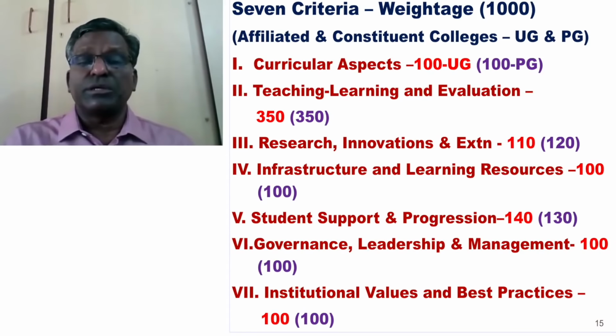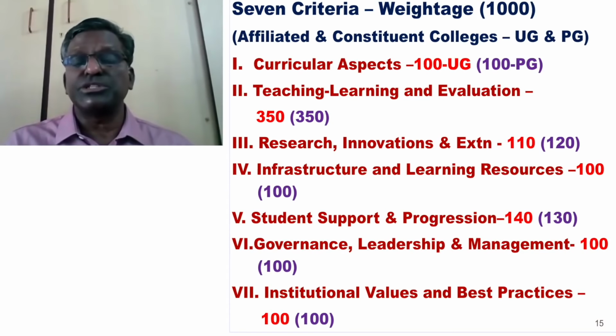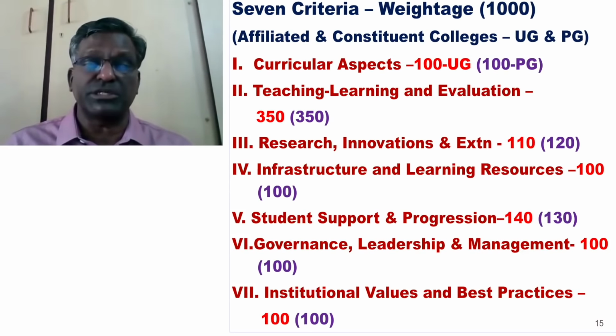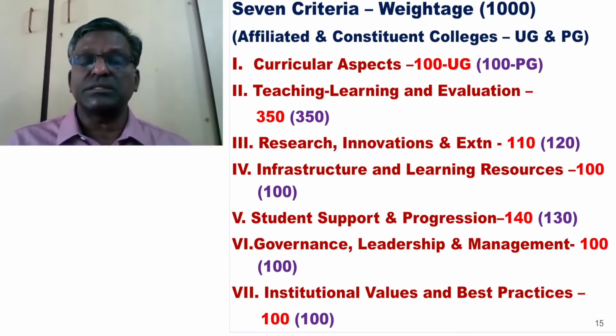Okay, now we will be talking only about affiliated and constituent colleges, both UG and PG. Here I am not talking of universities, nor am I talking about autonomous colleges. My focus will be on affiliated and constituent colleges, both UG and PG. So these are the 7 criteria. And what is the weightage that is given to affiliated and constituent colleges that offer only UG programs? And what is the weightage that is given to affiliated and constituent colleges that offer both UG and PG programs?